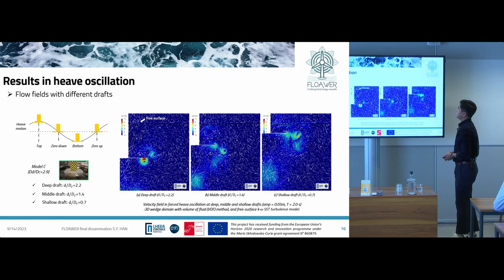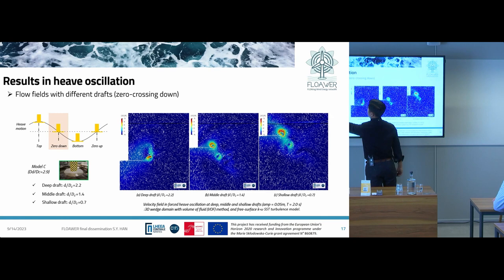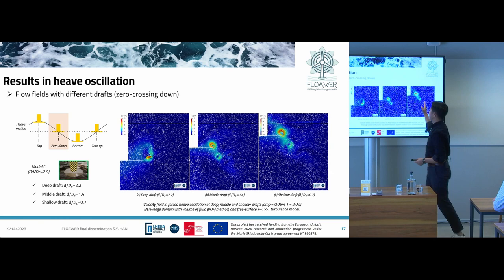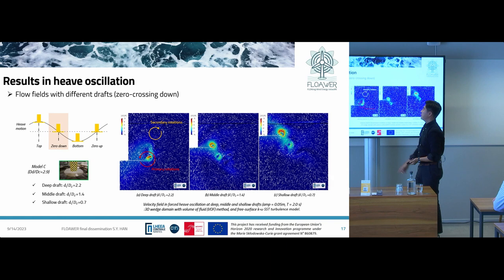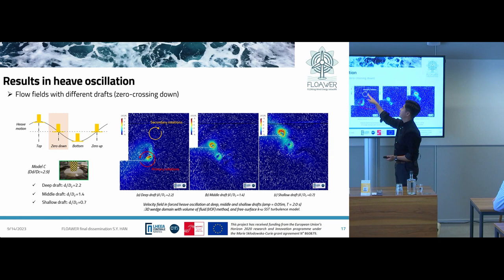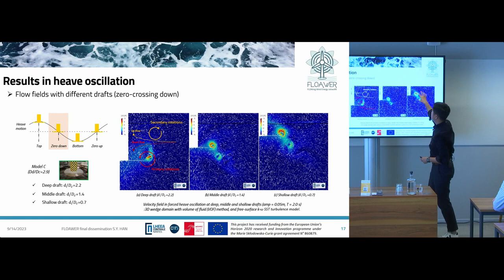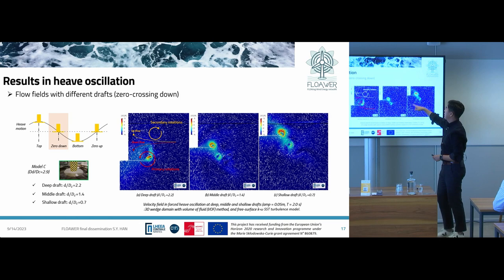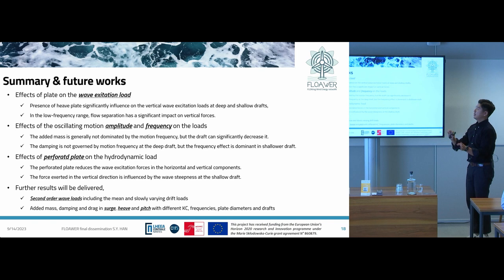And now if I take just one snapshot, which is the zero crossing down, we could clearly see there is a strong deviation due to the draft. Especially, we have very, very strong primary rotations around the plate, and we have secondary rotations close to the free surface, and the flow has been divided into two, with the downflow and upflow. For example, at the shallow draft, you can see that the strength of the velocity is much larger than at the middle and deep draft, and this velocity can also give a strong effect on the free surface. So we need to be aware of the dissipation energy, not only with the vorticity, but also the waves and the viscosity on the free surface. And this is a summary of my work on the heave plate.